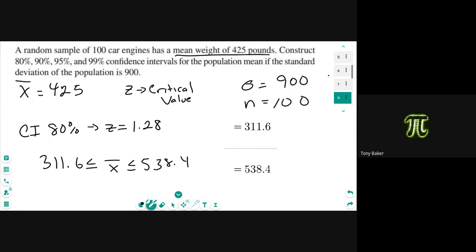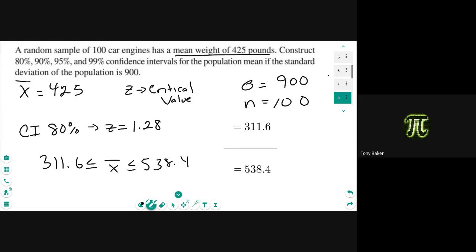So my confidence interval is between, so that means my mean is somewhere between 311.6 and 538.4. I'm 80% confident my mean is between those two numbers. That's what that says. Okay, does that make sense?